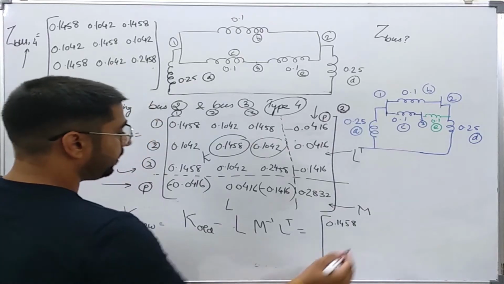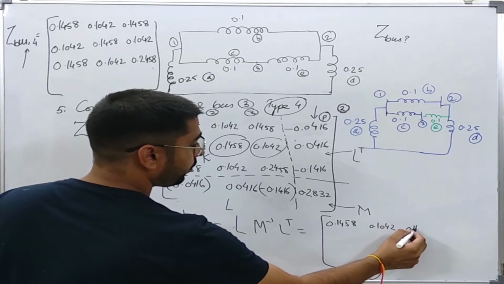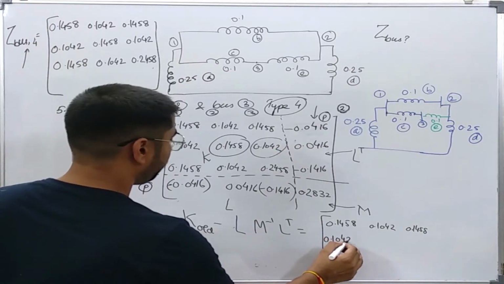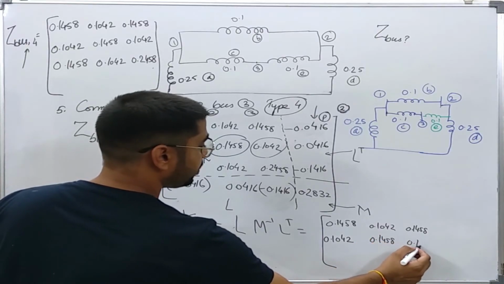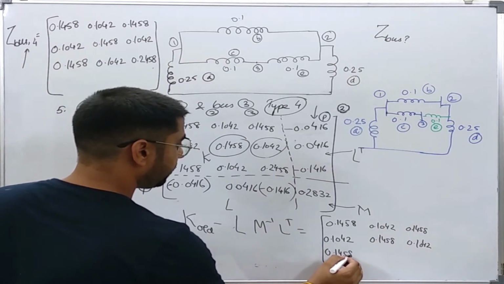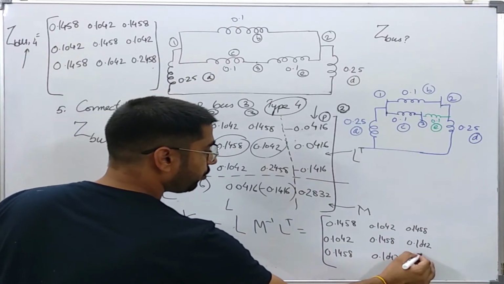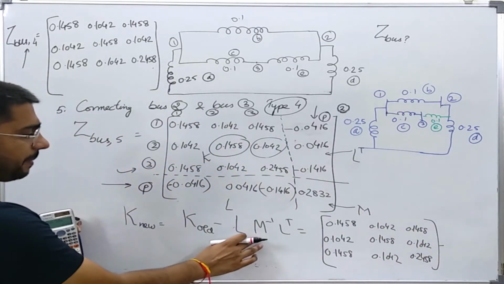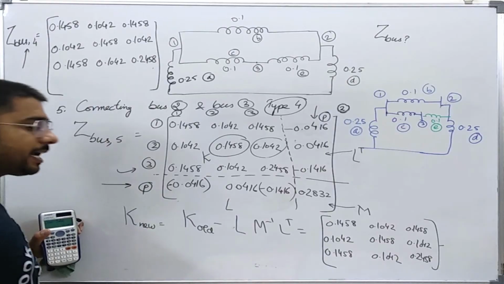0.1458, 0.1042, 0.1458, 0.1042, 0.1458, 0.1042, 0.1458, 0.1042, 0.2458 minus what? M inverse will be simply the reciprocal of this element, because it is a single element matrix.